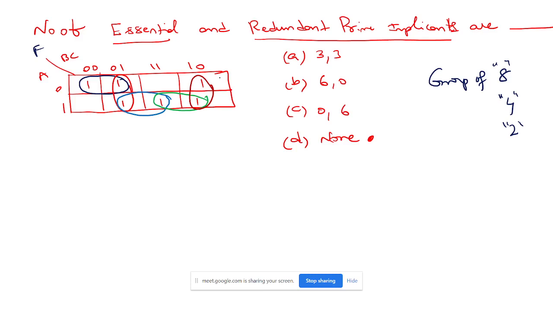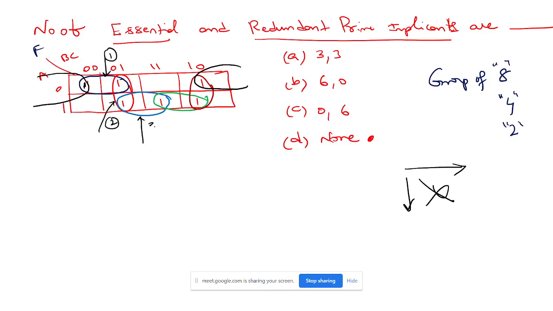I'm running out of colors. I can also have this pair, right? Because these two are also gray codes to each other, right? Horizontally, I can go, I can go vertically, not diagonally, not possible, right? Now let's name this. This is 1, this is 2, this is 3, this is 4, this is 5, this is 6.